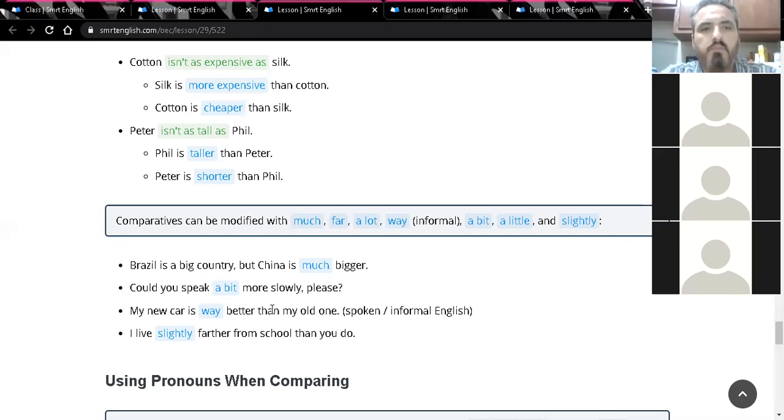Yes. My new car is way better than my old one. Way better is like much bigger, but way is used in a colloquial way. It's more informal, and it's okay. I mean, it's more used in spoken English rather than in written English. Probably in written, you will use much. But if you're speaking it, probably it will be more common to use way better.